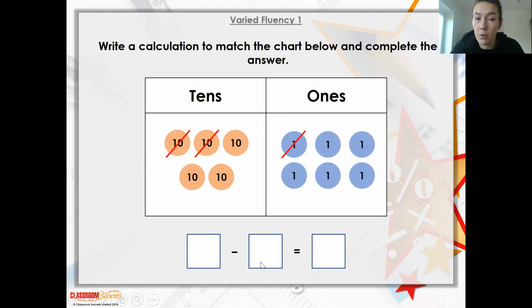So it's 56 subtract something. The ones that are crossed out total to the number that you are going to be subtracting. So you've got there 10, 20, and then 21. So you've got 56 subtract 21 is 35. If you want to do them using the column method, please do, if you feel that that helps you, because we have been focusing on that a lot this week.